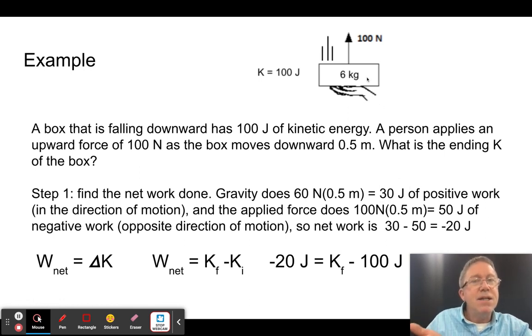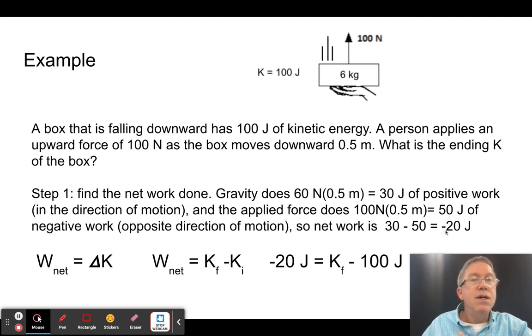The person's hand on the other hand, they're applying 100 newtons of upward force. That's in the opposite direction. It's going to do negative work. So 100 newtons times half a meter is 50 joules, but this 50 joules is going to be 50 joules of negative work. So in that case, if I add up the total work done on it, I have gravity does positive 30, the person's hand does negative 50. So the net work done on it is 20 joules of negative work.